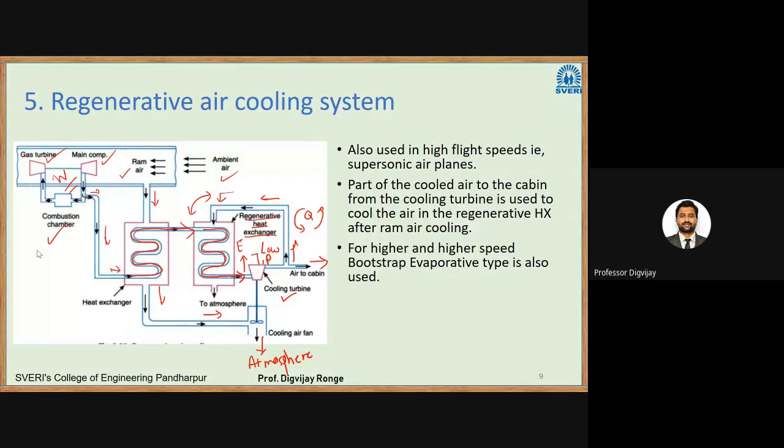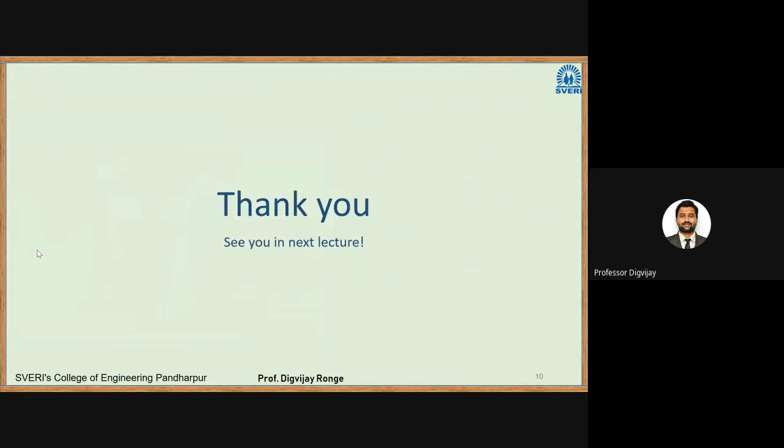But in all of these, heat exchange takes place between ram air and compressed air, so that the compressed air is cooled to low pressure, low temperature air. That air we are using for maintaining the indoor air environment inside an aircraft cabin. Okay, so that's it for today's lecture.